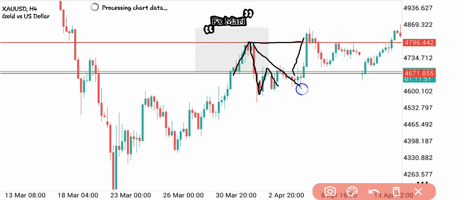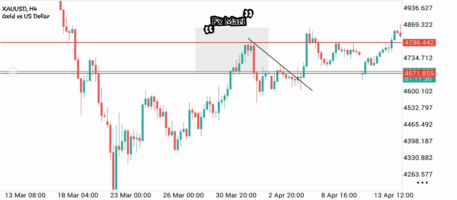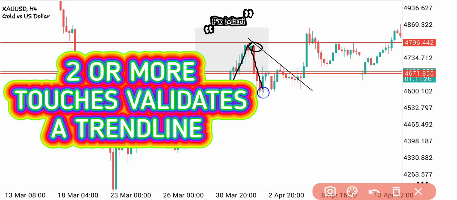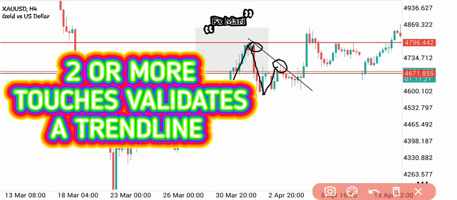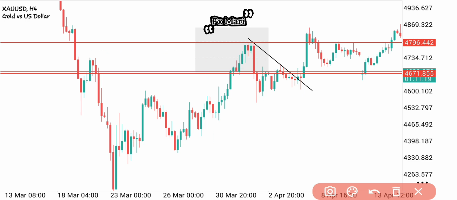So I put a trend line like so, because price hit here, the first touch of the trend line, and price hit here, the second touch of the trend line. That's what makes a trend line valid. So now I need to wait for a breakout. Price usually breaks out on the third touch, so I'm waiting for a breakout here on my third touch.